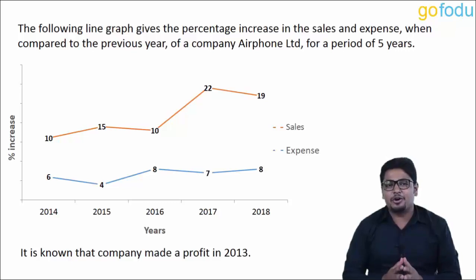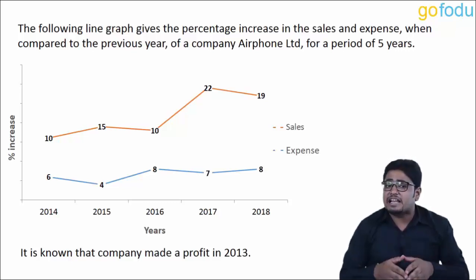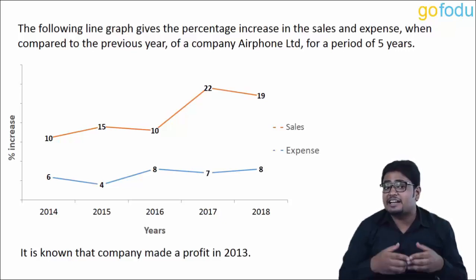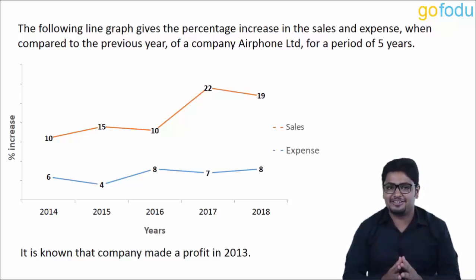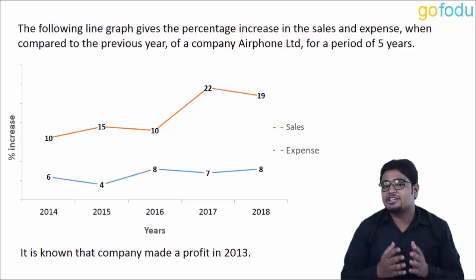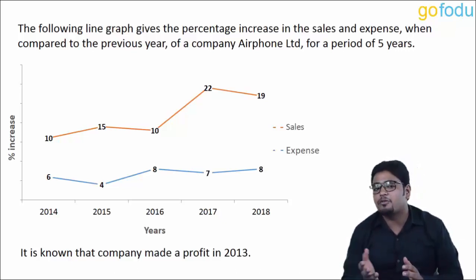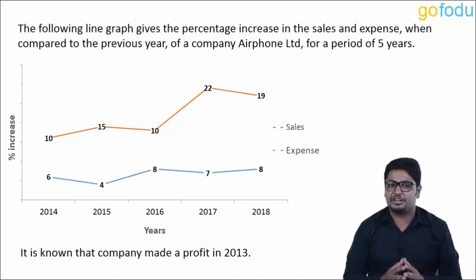In this second video on line graphs, we'll discuss a slightly different question in which instead of sales, growth rates are directly given. Another factor, expense, is also involved. Here, it's imperative to note that it is also given that this company made a profit in 2013. We will look at its importance as we solve the questions which are asked.